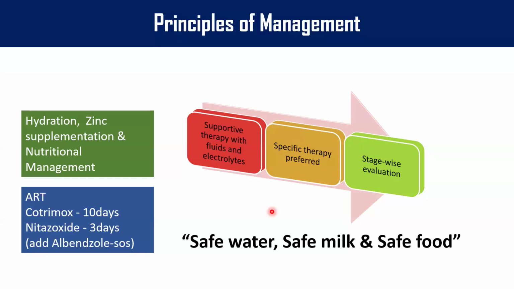Specific therapy includes ART, cotrimoxazole. Usually we give 10 milligram per kg body weight in 2 divided doses for 10 days. Nitazoxanide for 3 to 5 days, 100 milligram. You can add albendazole based on what organisms you are getting. So these are some of the specific therapies and stage-wise evaluation. If they don't respond to that, you may have to go up to colonoscopy or endoscopy to get biopsies and look at what is the cause.